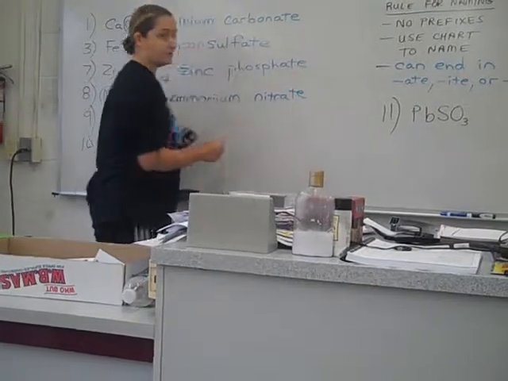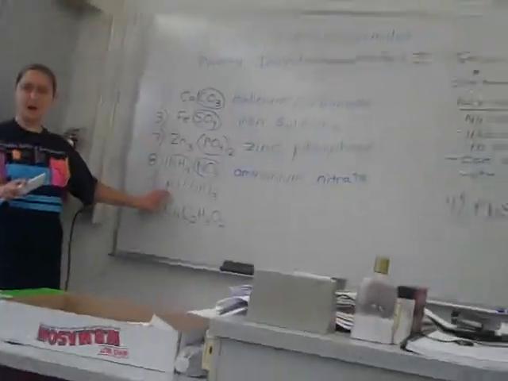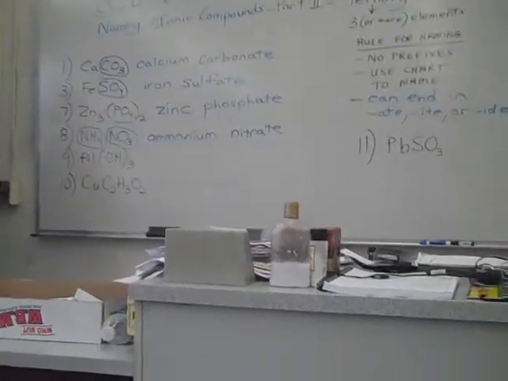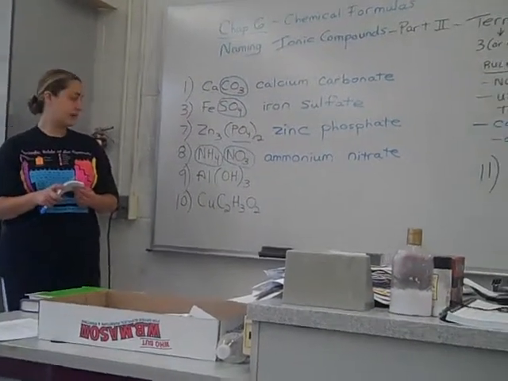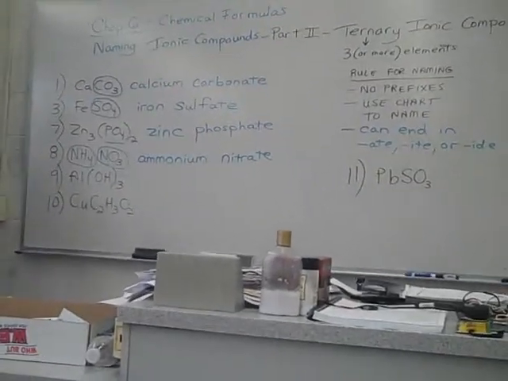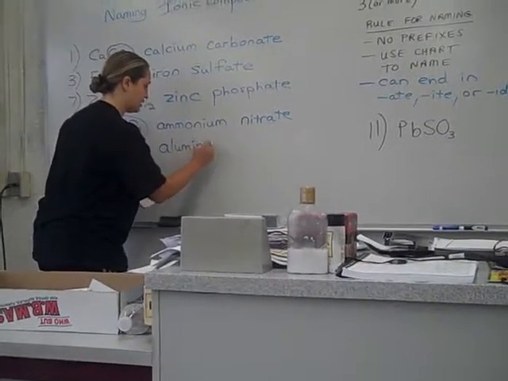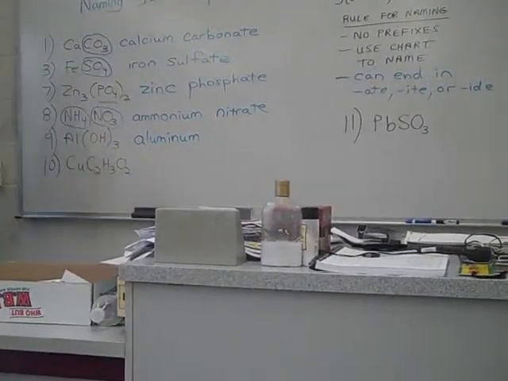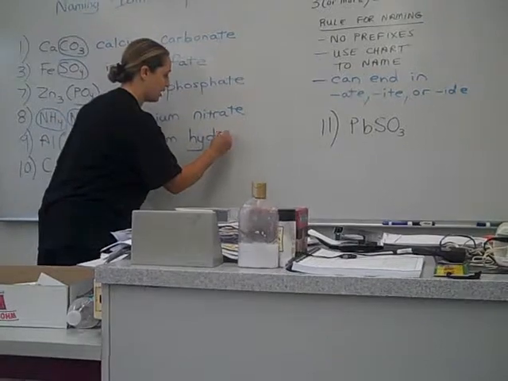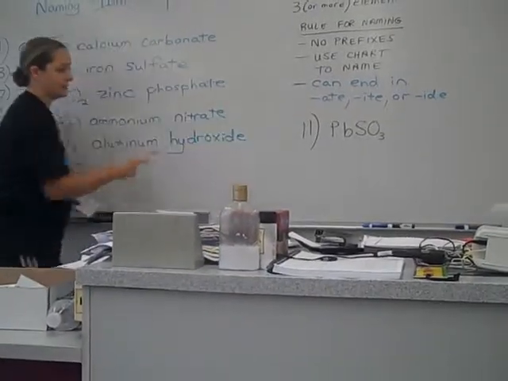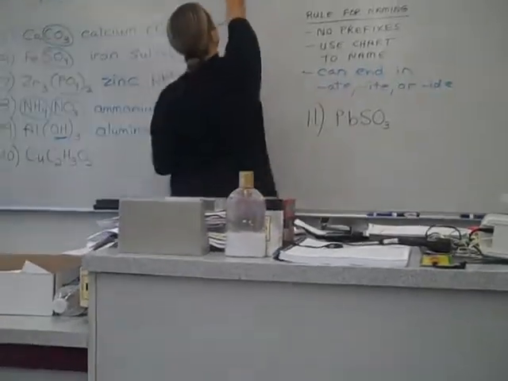Okay, here's an example with a different ending. Pat, what can you tell me about number 9? Okay, can you tell me what Al is? Aluminum. Aluminum is the first part. Catherine, did you find OH? Hydroxide. OH is down on the chart as being hydroxide. So there's one with an example of a different ending. OH is hydroxide. It's right up here.